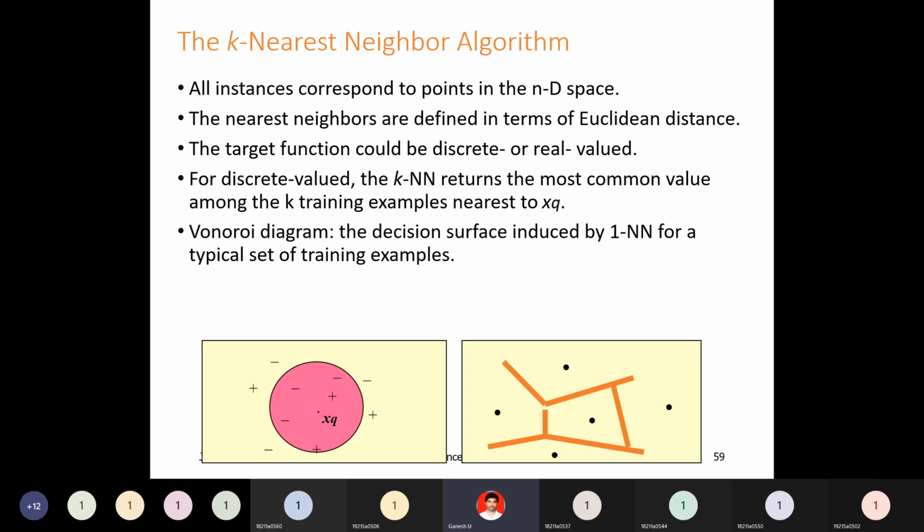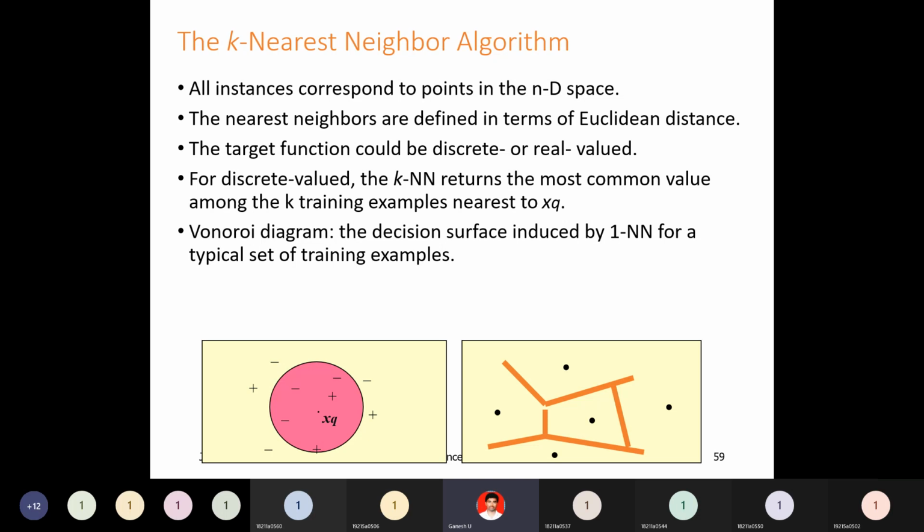All instances correspond to points in the n-dimensional space. The nearest neighbors are defined in terms of Euclidean distance. You have to find the Euclidean distance for each and every point, from this point to all other points. The elements with less distance you divide into a class, and those with the largest distance you do not consider in this class.